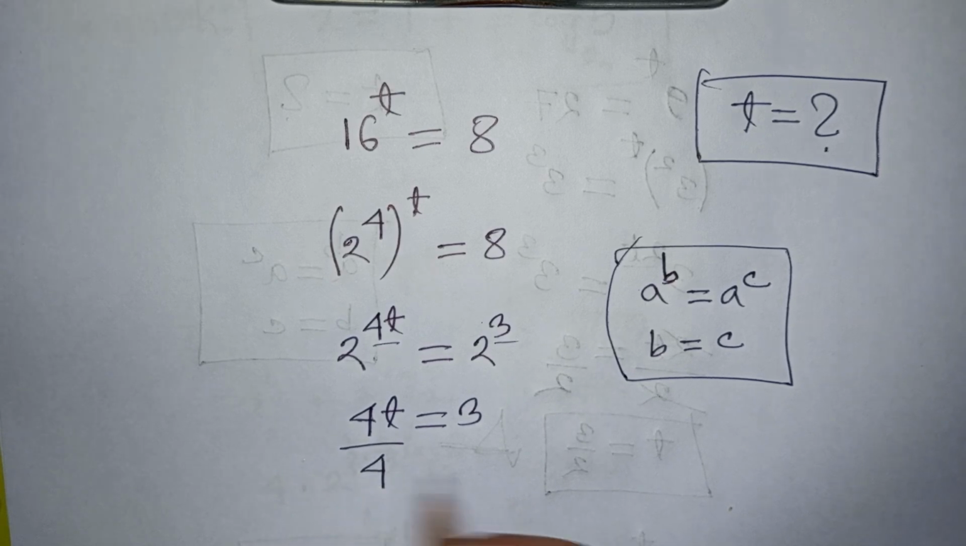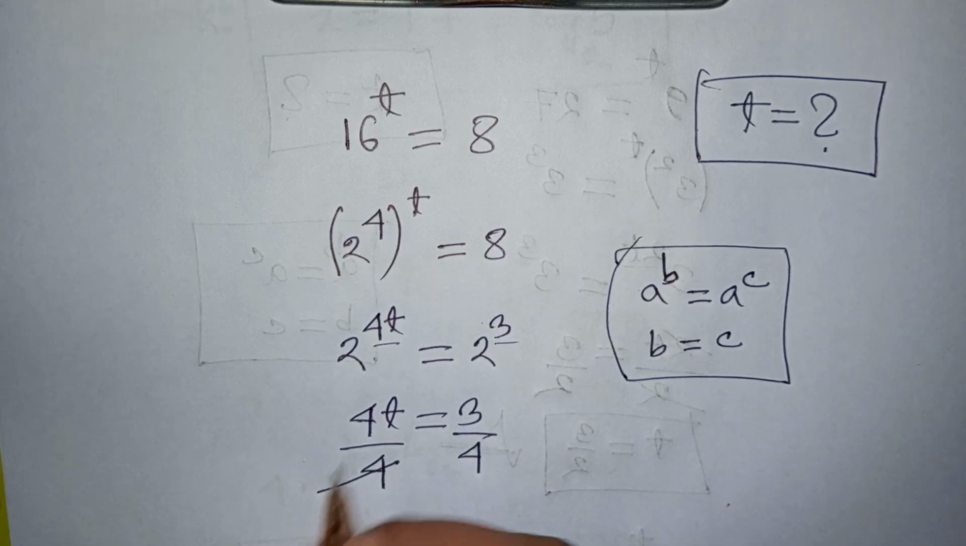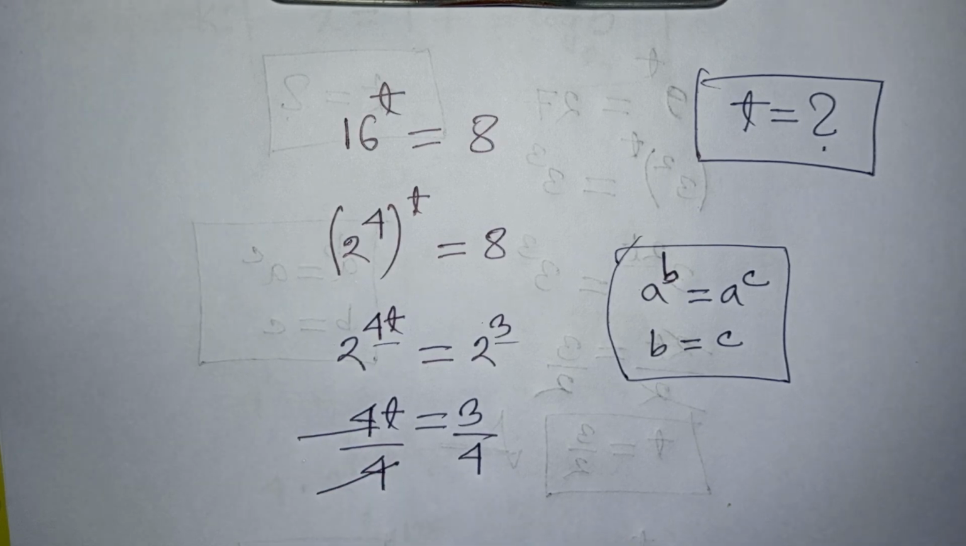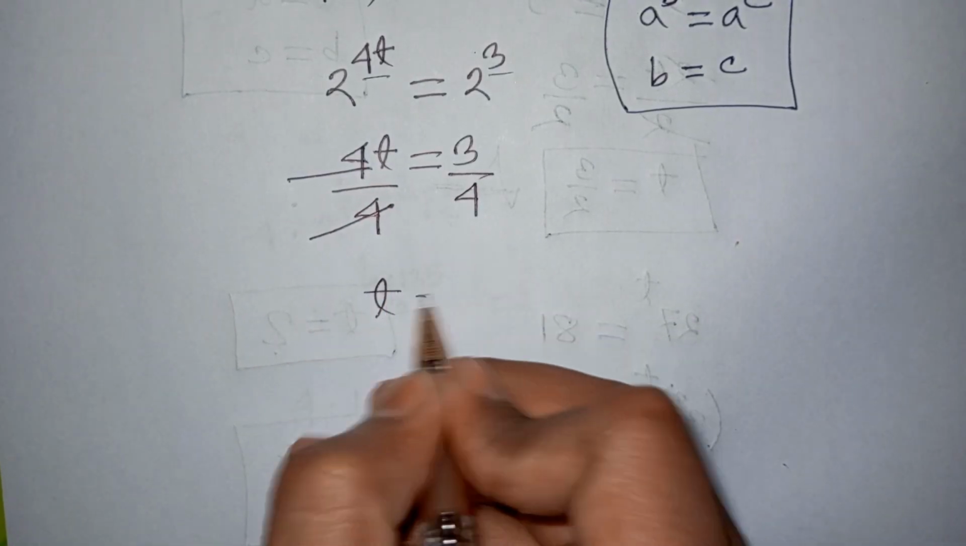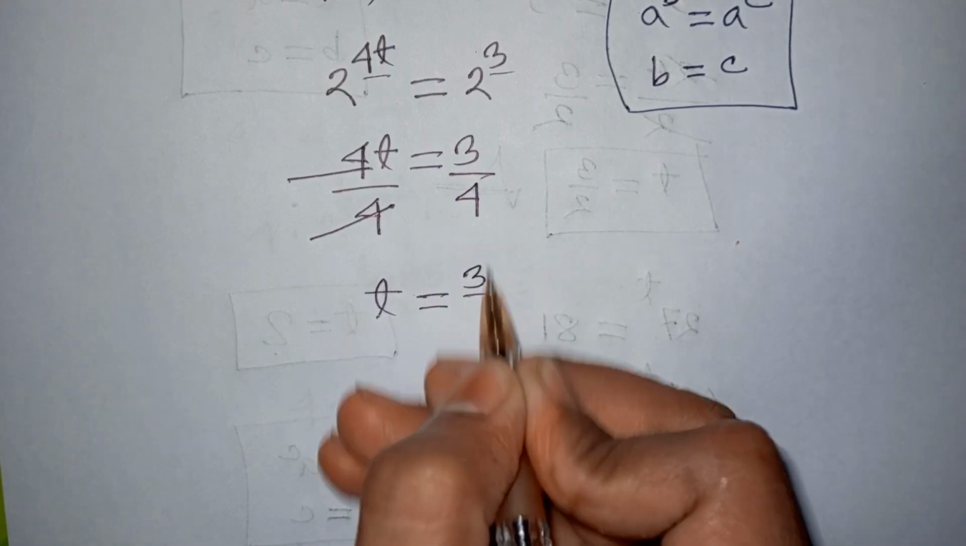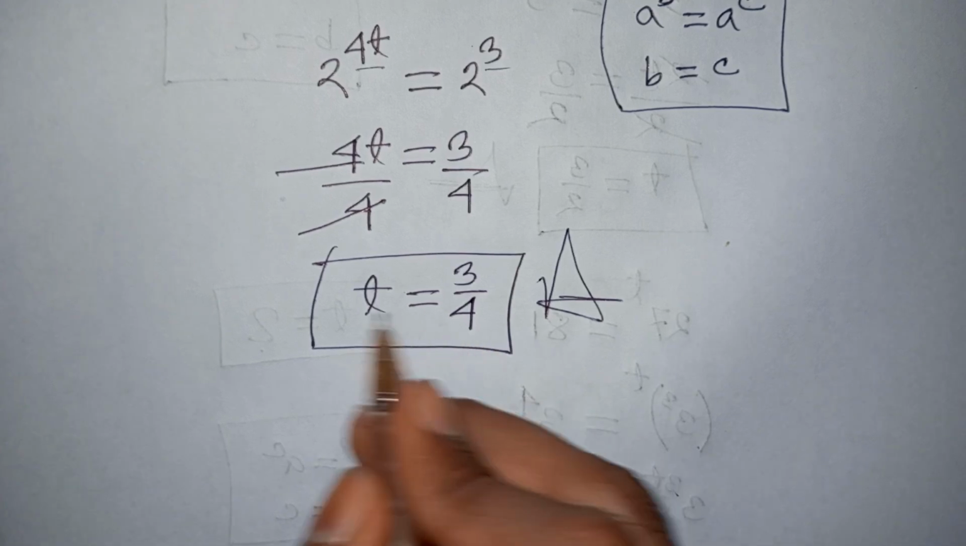Now we divide by 4 on both sides because we need the value of t. So this 4 will be cancelled. So we have t equal to 3 over 4. This is the value of t.